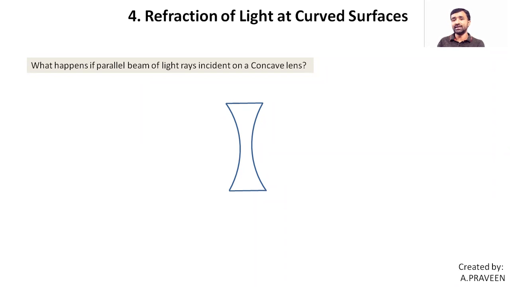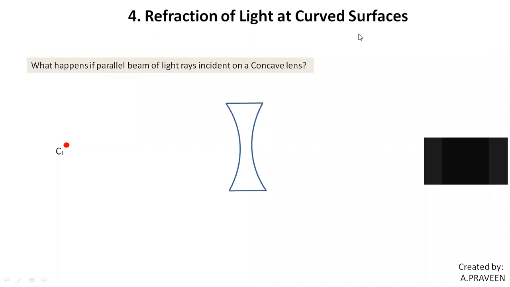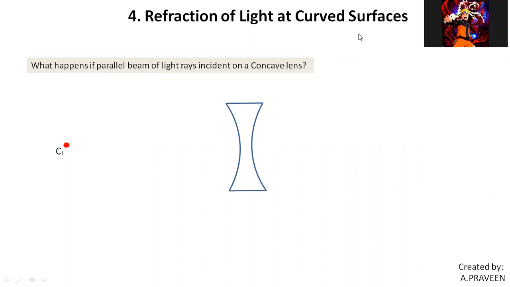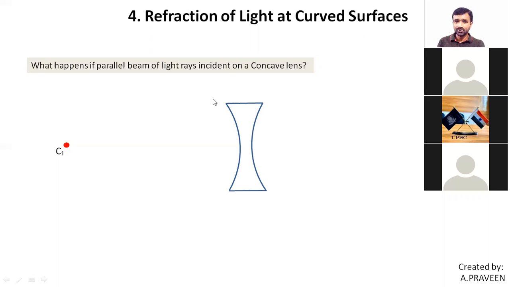Then identifying its centers. Now, why have I taken the center of curvature on the left side first? Can I say, or can you say? You can say now. Anyone? Why did I take this C1 on the left side? But in the previous diagram, I used C1 on the right side. Why did I take that left side?